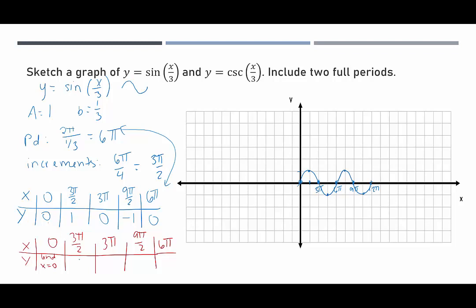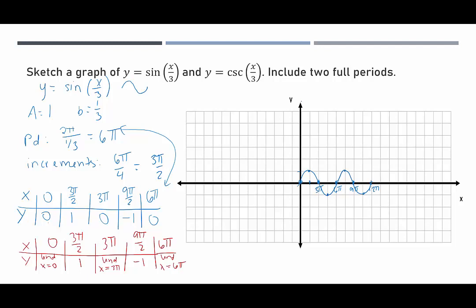The reciprocal of 1 is 1. The reciprocal of 0, we have another undefined. We have another vertical asymptote here. So we have a vertical asymptote at x equals 3 pi over 2. The reciprocal of -1 is -1. The reciprocal of 0 is undefined. We have another vertical asymptote at 6 pi.